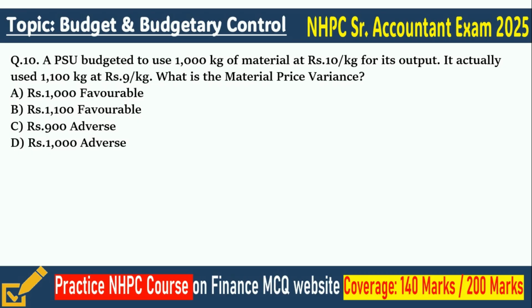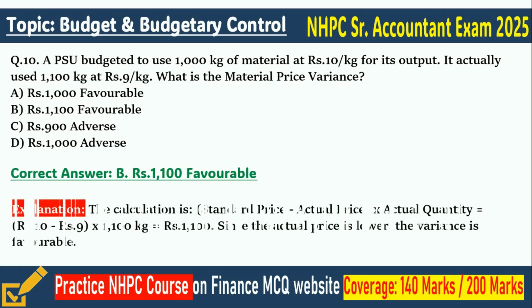So, friends, to solve this question, again I said you should know the formula. The formula for material price variance is standard price minus actual price into actual quantity. So a straightforward one, friends, we are given the standard price that is 10 per kg. We are given the actual price that is 9 per kg. So 10 minus 9 is 1 multiplied by actual quantity that is 1100. So 1 multiplied by 1100 will give us 1100 favorable, since the output is in positive terms. So it has to be favorable. So the correct answer is option B, 1100 favorable.